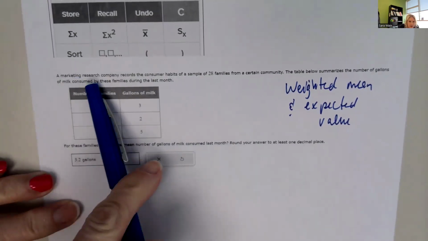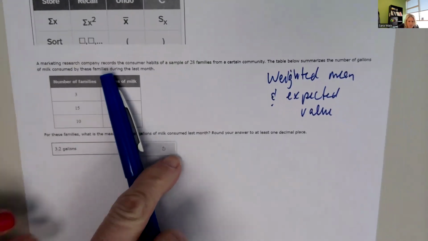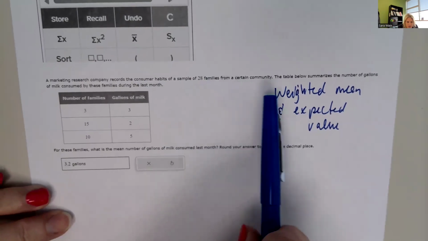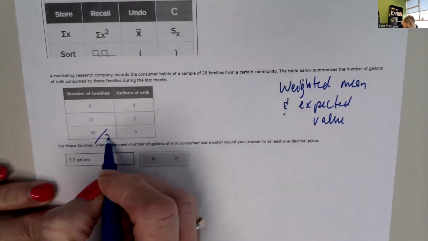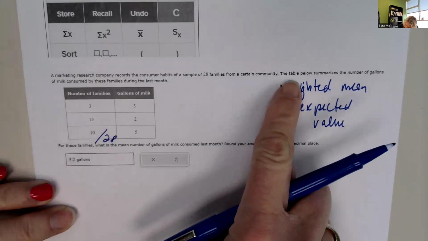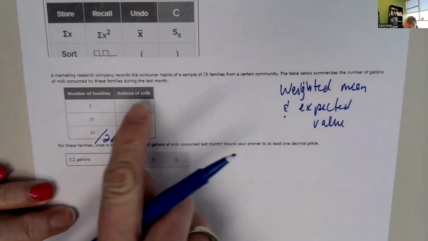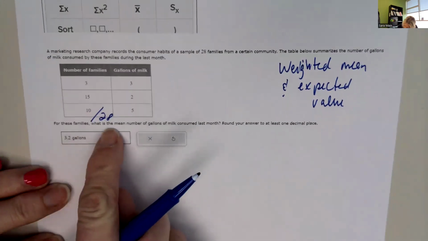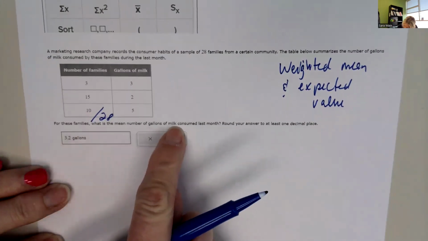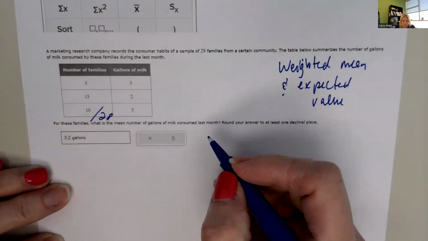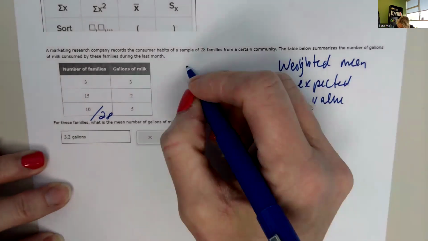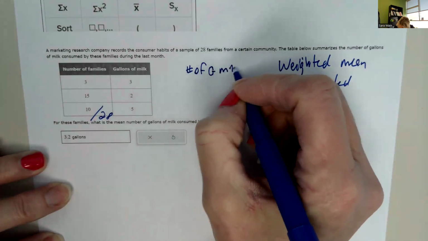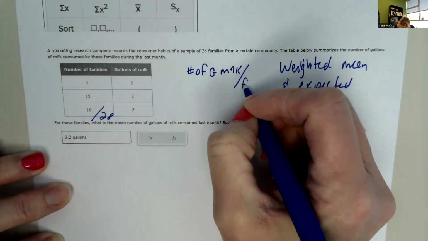It says a marketing research company records the consumer habits of a sample of 28 families from a certain community. So that would be here, a total of 28. The table below summarizes the number of gallons of milk consumed by these families during the last month. For these families, what is the mean number of gallons of milk consumed last month? So we want to know number of gallons of milk per family.